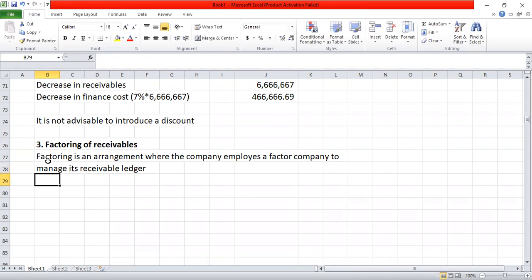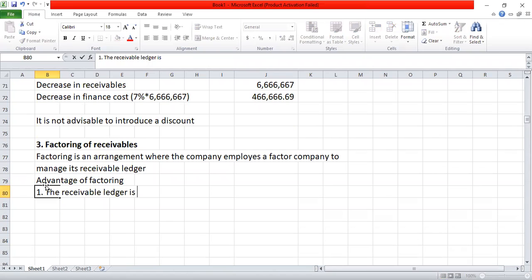What are the advantages? I can mention some advantages of factoring. One of the advantages is that the receivable ledger is managed by experts. So you commission your receivable ledger, and that receivable ledger is going to be managed by an expert.